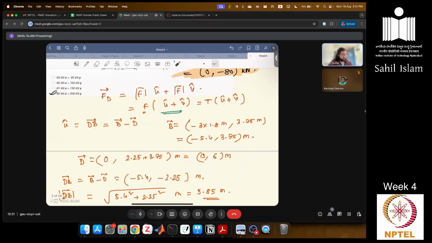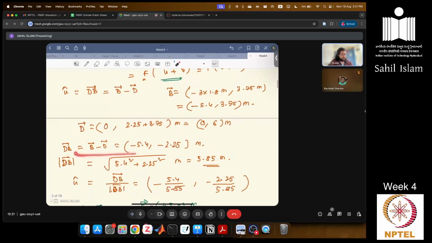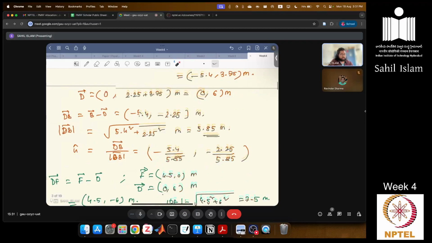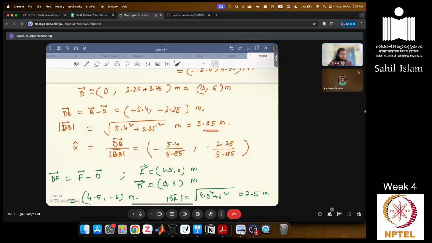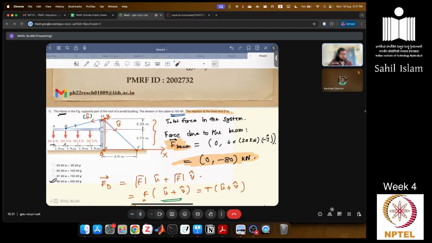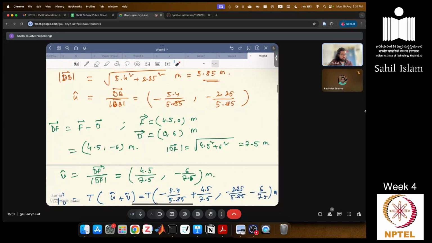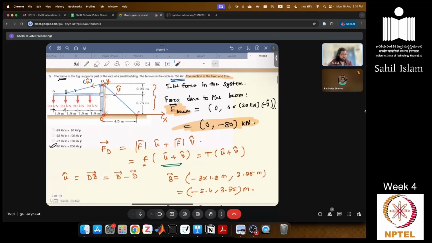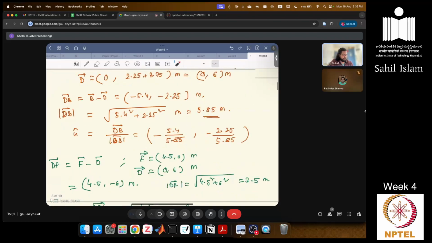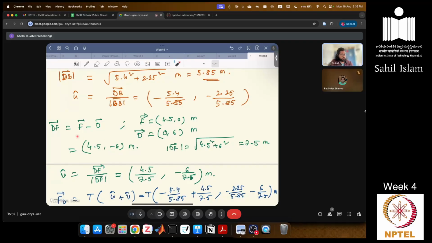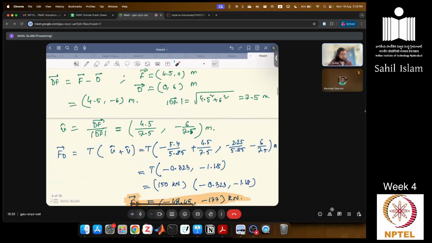So we write this, we calculate the DB vector, from there we calculate the mod of DB, and we get u cap, something like this. Now to find v cap, we write it as vector F minus vector D. We define v from D to F, so we write F minus D, which is, similarly you can find out what F is: 4.5 comma 0 and D is 0 comma this. So we find DF, we find mod DF, so we find v cap.